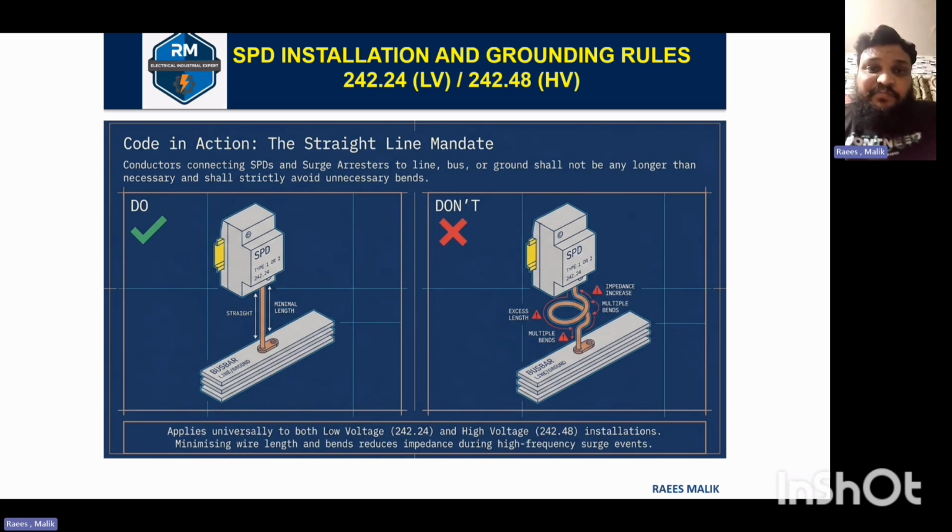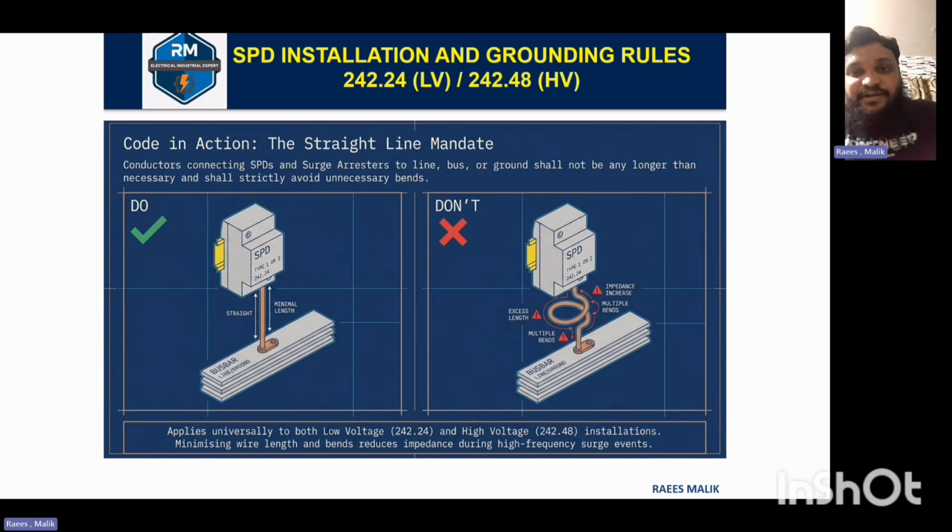That is, one part is connected to the bus line or ungrounded conductor, and the other is connected to the ground, and we shall strictly avoid bends, unnecessary cabling or unnecessary distance. It is clear from the picture that on the left side is good practice for installing the SPD with the ground, and the right-hand side shows the SPD installed inappropriately, not following the OEM standards.